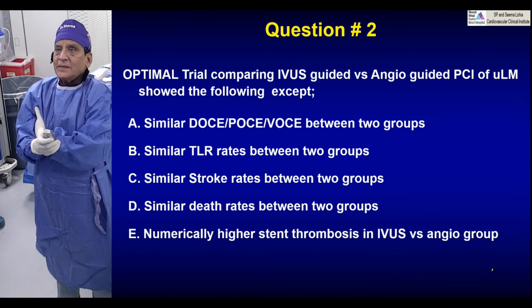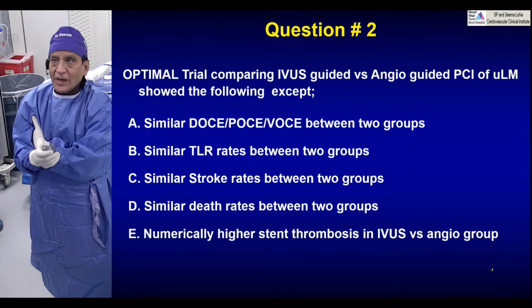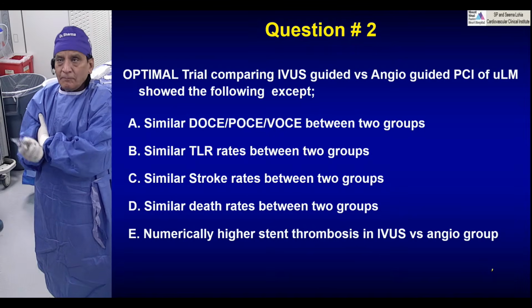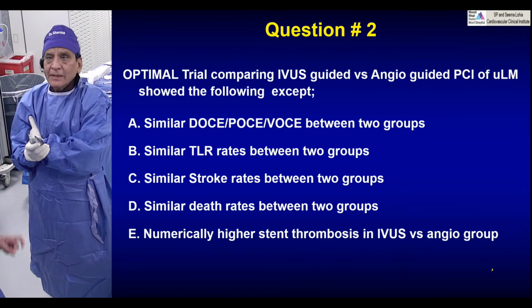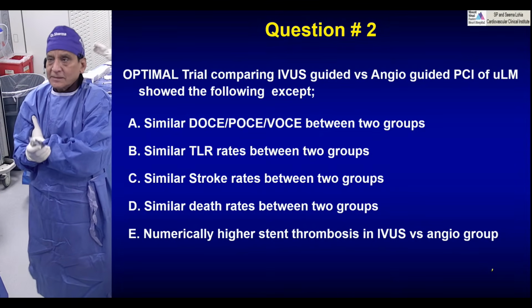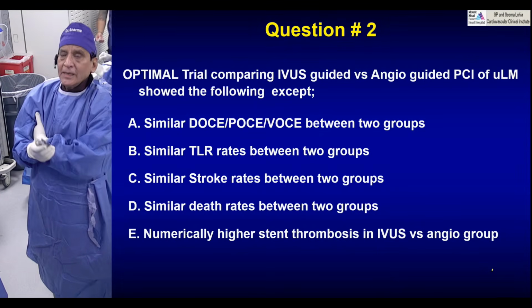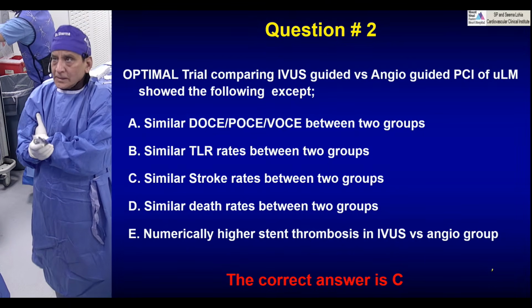Second, the OPTIMAL trial comparing IVUS-guided versus angio-guided PCI of the unprotected left main showed the following, except: similar patient-oriented outcome, similar TLR, similar stroke rates, similar death rate, and numerically higher stent thrombosis in the IVUS group. Clearly, stroke rate was higher in the imaging group compared to the angio group.